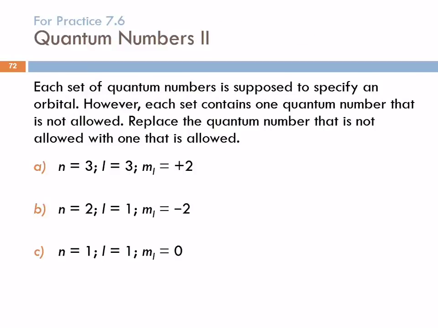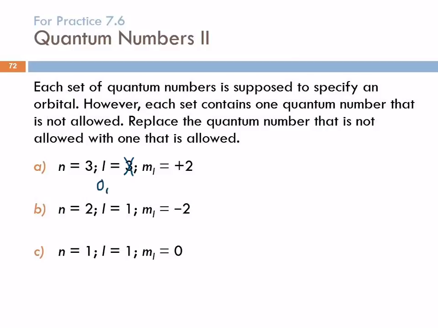Okay, here, each set of quantum numbers is supposed to specify an orbital. But each of these sets of numbers has one quantum number that's not allowed. Replace that with one that is allowed. So here we've got n equals 3. Is that an okay value for n? Yeah, it is. l equals 3. If n equals 3, can l be 3? No, it can't. It can be 0, it can be 1, or it can be 2. Okay, so that one is the wrong one.